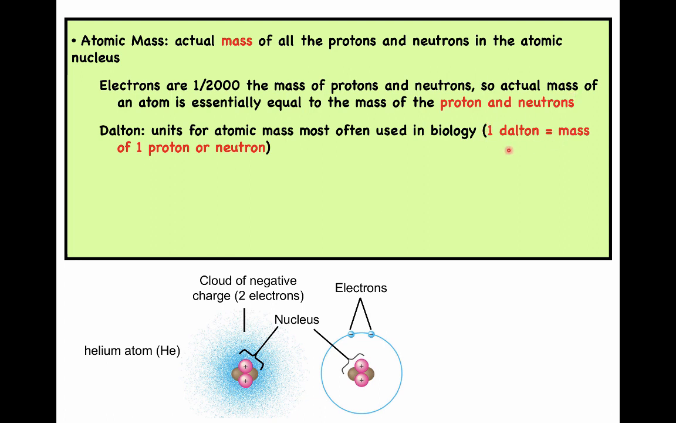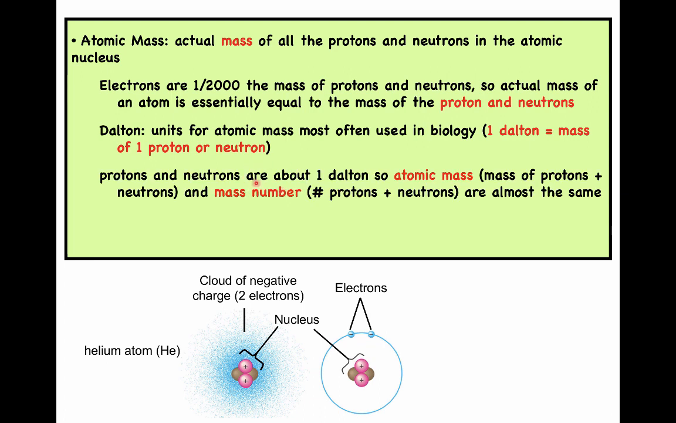And so 1 dalton is equal to the mass of 1 proton or 1 neutron. Protons and neutrons are about the same mass. And in biology, we refer to those as 1 dalton. And so it turns out the atomic mass, which is the mass of protons plus neutrons, is very close to the mass number, which is just the number of protons plus neutrons. So those two numbers are almost the same because protons are 1 dalton and neutrons are 1 dalton.